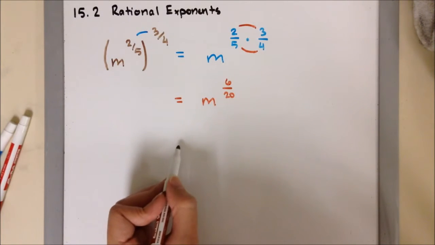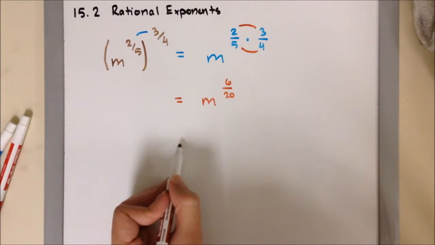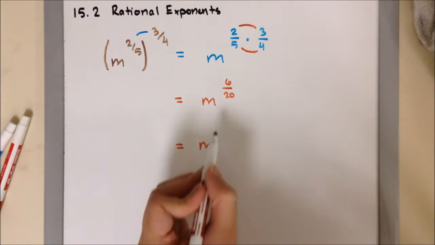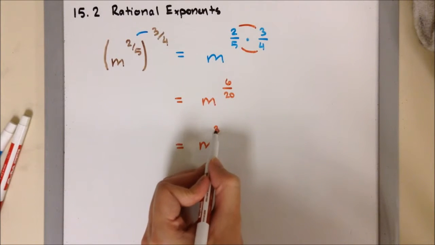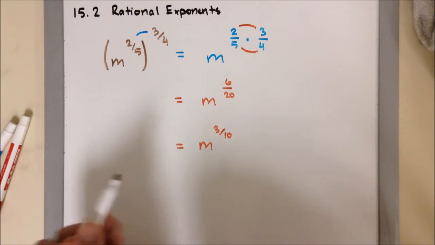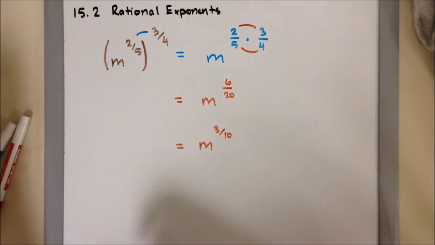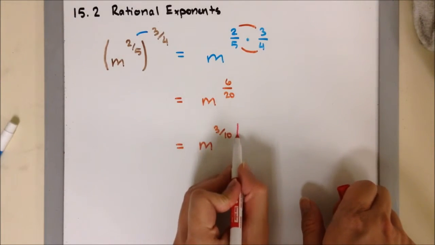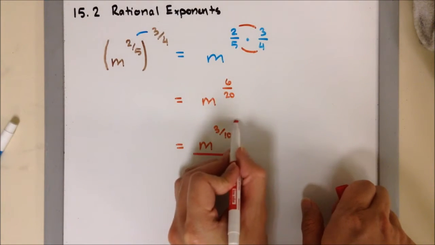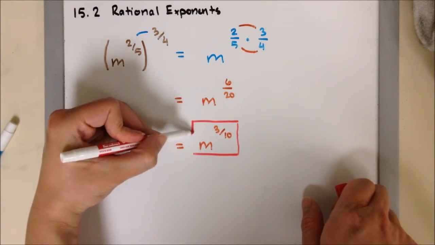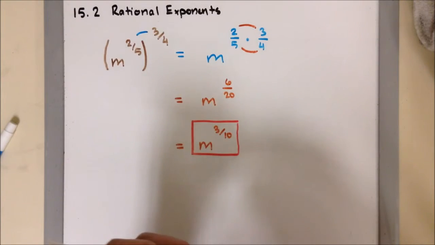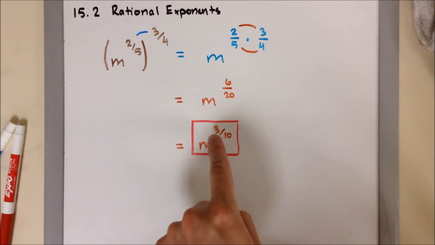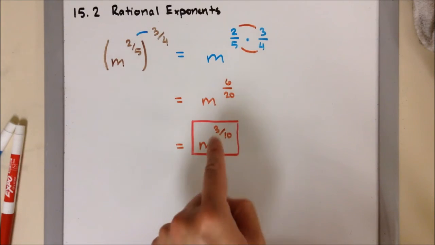Now, like I said before, check if you can simplify the fraction. In this case, we can. So we're going to have m to the power of 3 over 10. So that's going to be my final answer. And let me box it up. So like I said before, always check if you can simplify the rational exponent. If you can, then do so. So again, my final answer is m to the power of 3 over 10, not 6 over 20, 3 over 10.